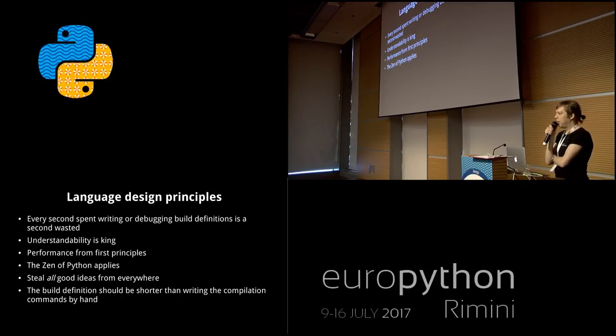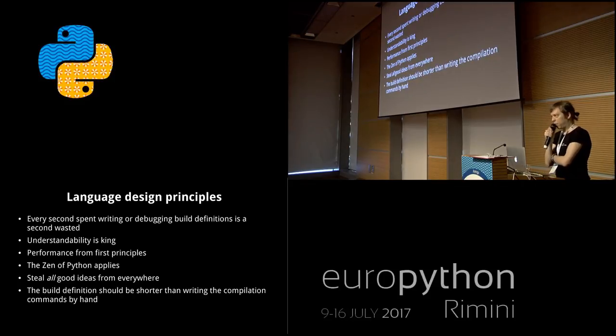The Zen of Python: explicit is better than implicit, awesome, all that good stuff. There should only be one way to do something, and it should be obvious, awesome. So we stole all of that. Basically, we just steal everything that is good from anyone. There's no such thing as NIH. If someone has a good thing that they're doing and we are not, we're going to steal it and we're going to be proud about it.